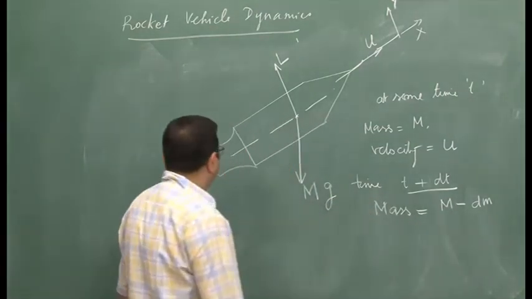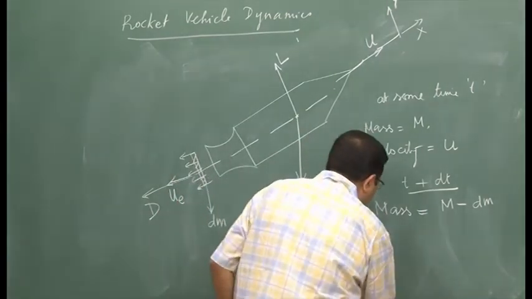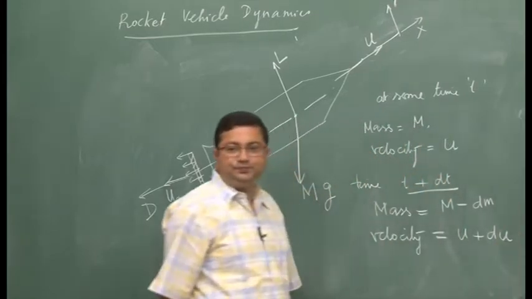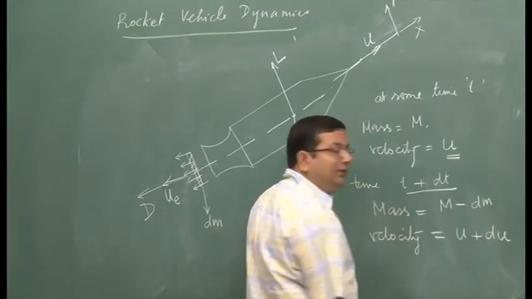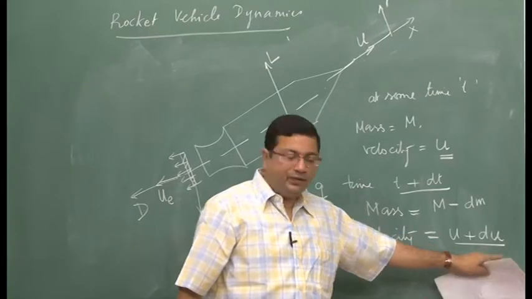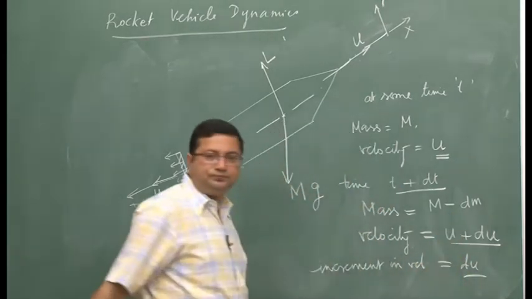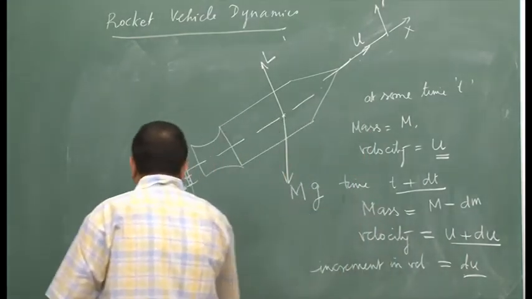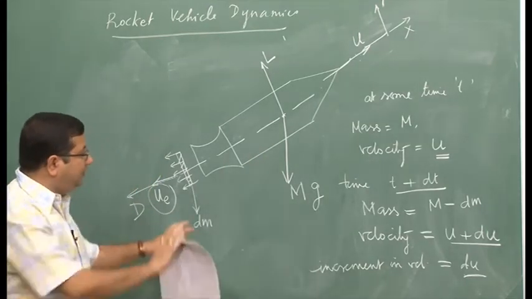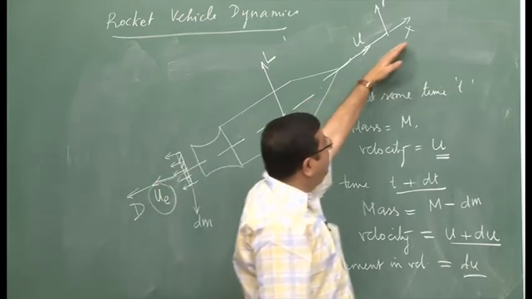And then, because of this, there is a change in momentum. The vehicle is becoming lighter, so therefore it will be moving faster. So, the velocity has also changed, and let us consider that the velocity at time t plus dt is equal to u plus du. So, u was the initial velocity of the vehicle, the final velocity is u plus du after this time, therefore, the increment in velocity is du. Okay. Now, the exhaust is moving out with a velocity u e, this is the exhaust velocity. With these definitions of various properties, let us now look at the change of momentum of this rocket vehicle along the x direction.